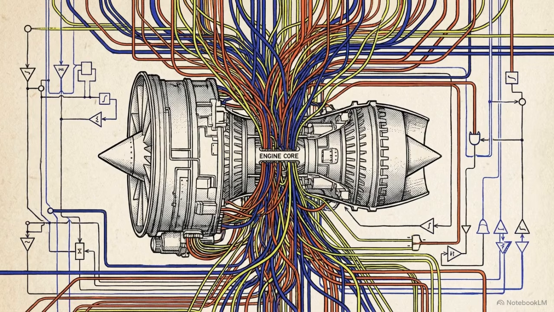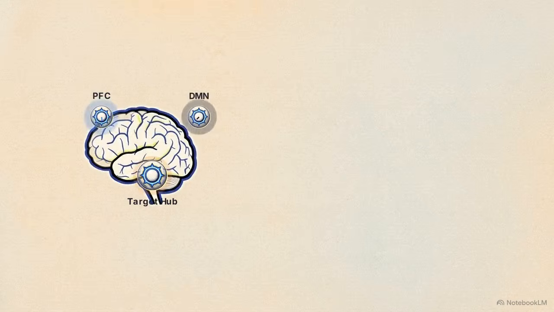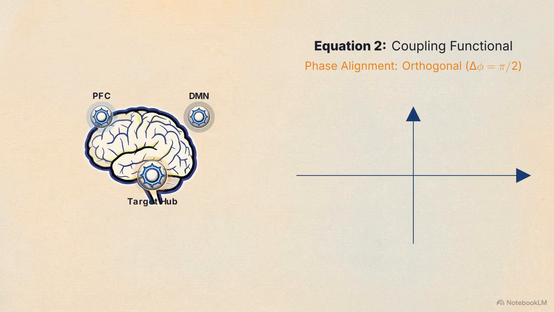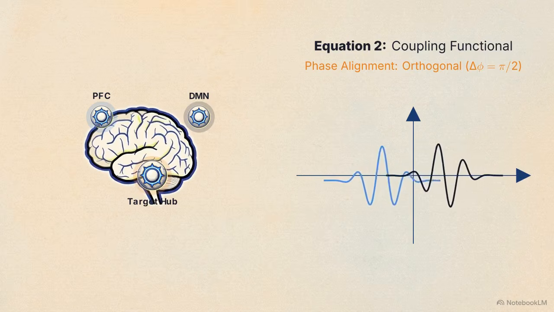Inside the recurse node, the system activates the Recursive Vector Interference Engine. This software mirrors a biological reality, the collision between asynchronous neural loops, specifically the prefrontal cortex and the default mode network. The mechanics of this collision are governed by equation 2, the coupling functional. It measures the phase alignment of these colliding loops at a target hub.